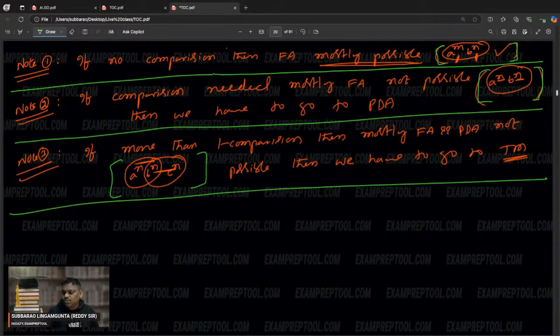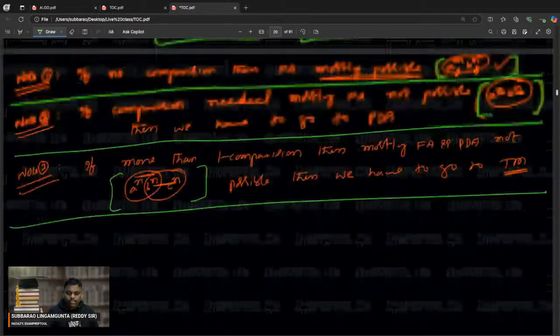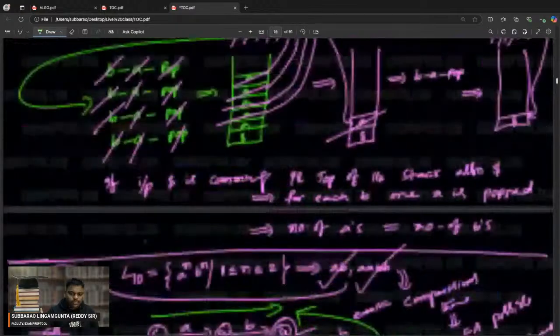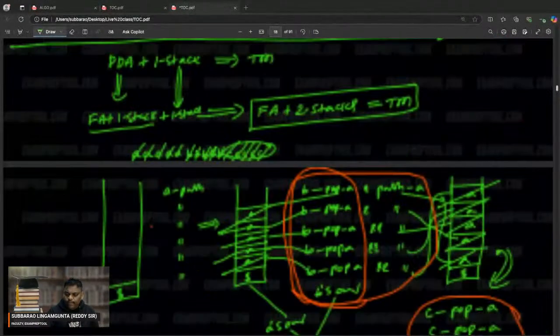Use common sense also. If you see note 2, if comparison is needed, just one comparison, mostly finite automata is not possible. A power n, B power n, and C comparison, then we have to go to PDA. Next one, if more than one comparison, then mostly finite automata and PDA are not possible. Then we have to go to the Turing machine. These are all the things we discussed. Right? Fine. Perfect.